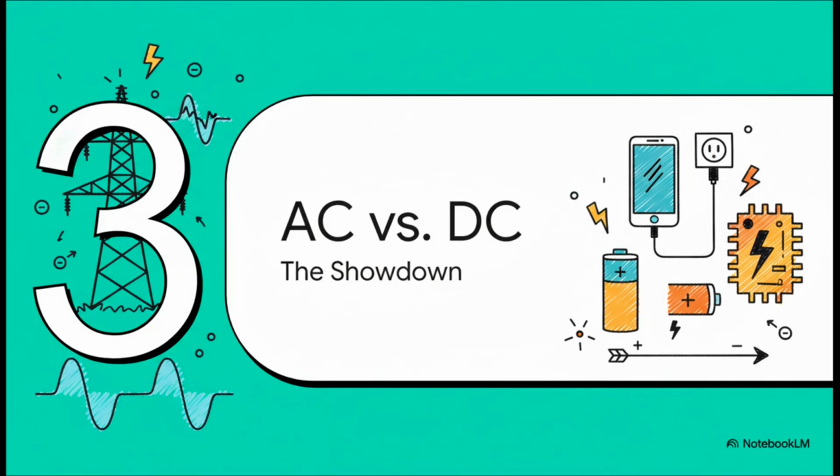So you might be thinking, okay, why complicate things? Why do we even need 2 different types? Well, the answer is that they each have very different strengths and weaknesses, and understanding that difference is key to understanding our entire modern electrical world.